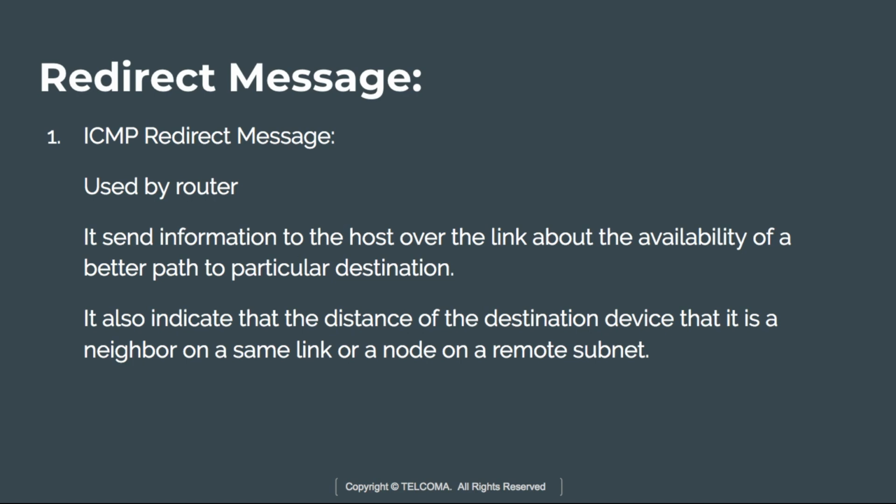It also indicates the distance of the destination device, that is, whether it is a neighbor on the same link or a node on a remote subnet. So it is telling whether the destination device to whom we are sending the packets is on the same link or is available over a remote subnet. So these are the two functions of the redirect message. First, it tells about the availability of a better path, and second, it tells whether the destination device to whom we are sending the packet is on the same link or on a remote subnet.